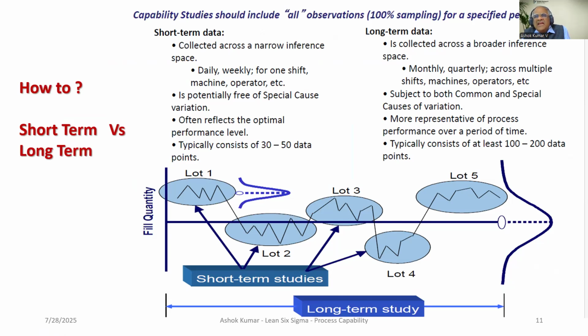Now, the long term can be over a longer period, a monthly or a quarterly, against a wider cross section, that is the sampling, stratified sampling, if I may say, multiple shifts, machines and operators. And in a long-term study, you have both the common causes and the special causes, so that your calculations can take care of the assignable causes as well. Whatever results you get out of the capability check are far closer to reality, because all these errors are factored into the sampling study. And here you take about 100 to 200 data points.